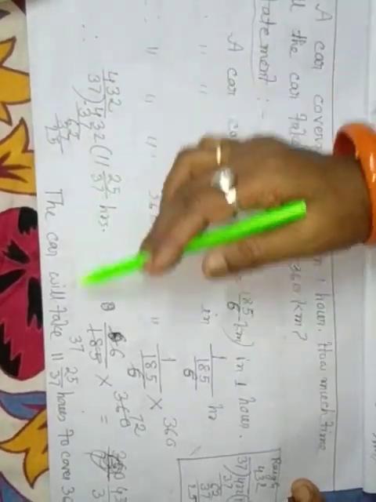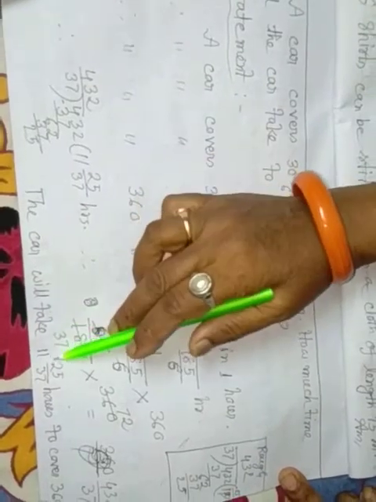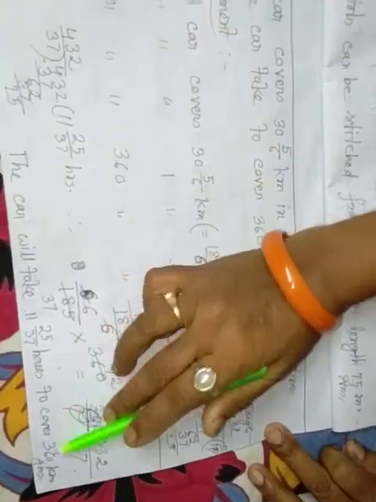So the car will take 11 and 25 by 37 hours to cover 360 kilometers. Answer. I'll repeat again. Third number.